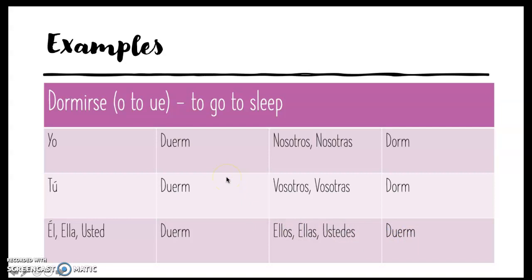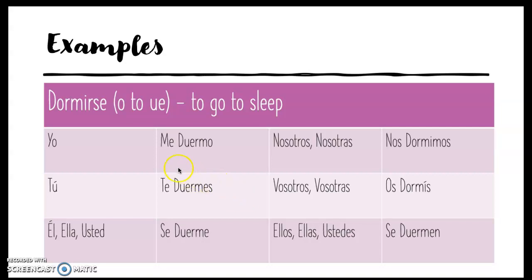We'll add the regular IR endings. Duermo, duermes, duerme. Dormimos, dormís, duermen. And our final step is to add that reflexive pronoun to show the action to yourself. Me duermo, te duermes, se duerme. Nos dormimos, os dormís, se duermen.